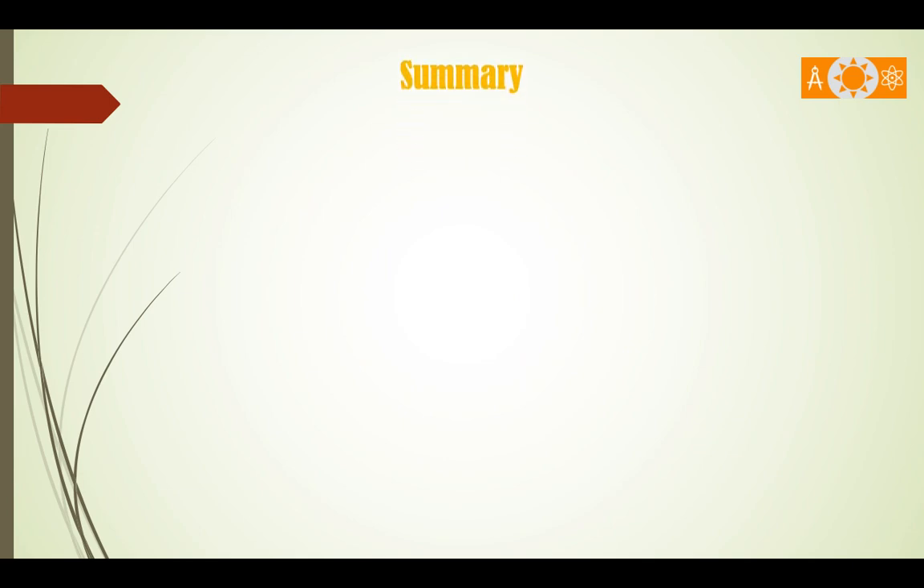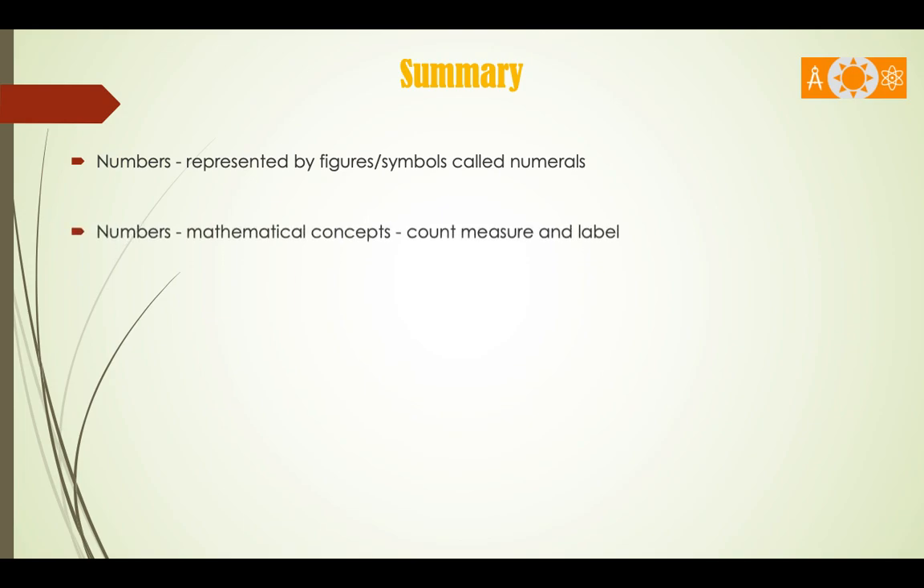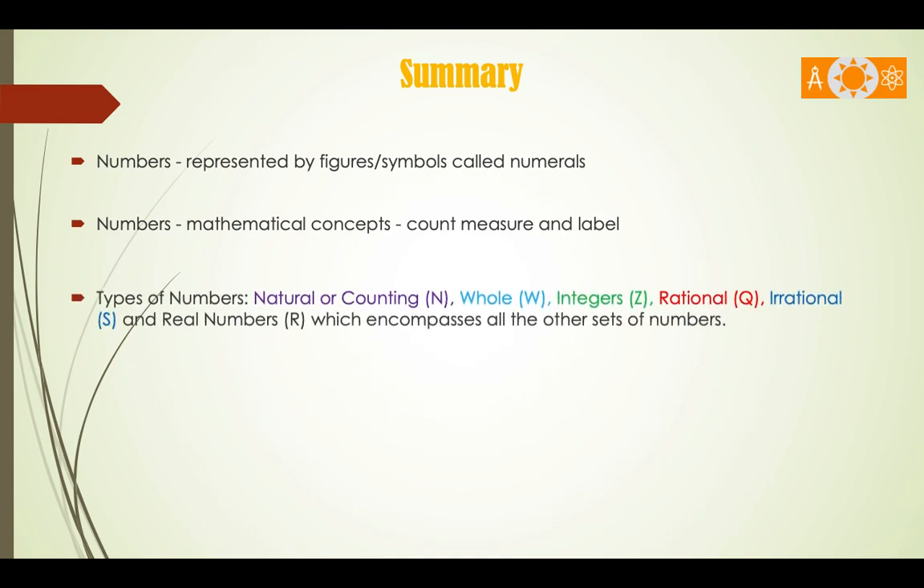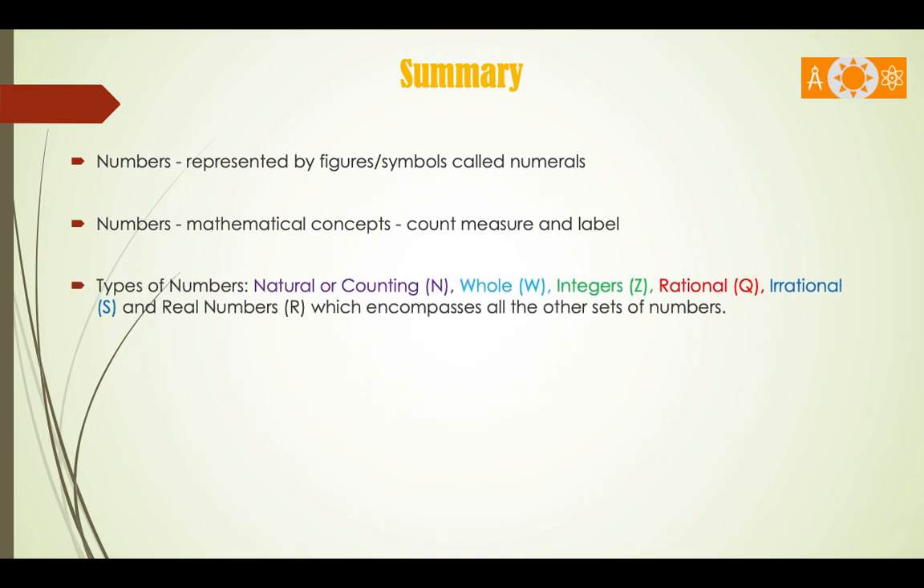So in summary, let us briefly look at what we discussed in this lesson. Firstly, we said that numbers are represented by figures or symbols that we call numerals. We also said that numbers are mathematical concepts that we use to count, to measure, and to label or quantify things. We also discussed several types of numbers. Those are the set of natural or counting numbers, the set of whole numbers, the set of integers, the set of rational numbers, the set of irrational numbers, and the set of real numbers, which we said encompasses all of the other sets of numbers.